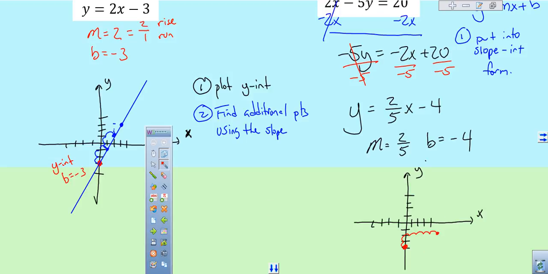I'll add some other lines on here. 1, 2, 3, 4, 5. And so I can do this again. I can rise 1, 2. I can run 1, 2, 3, 4, 5. So now I have enough points. I mean, 2 points is really all that I need. But now I have enough points that I can come across right here with a straight edge or my line tool, and I can connect the dots and find my graph.